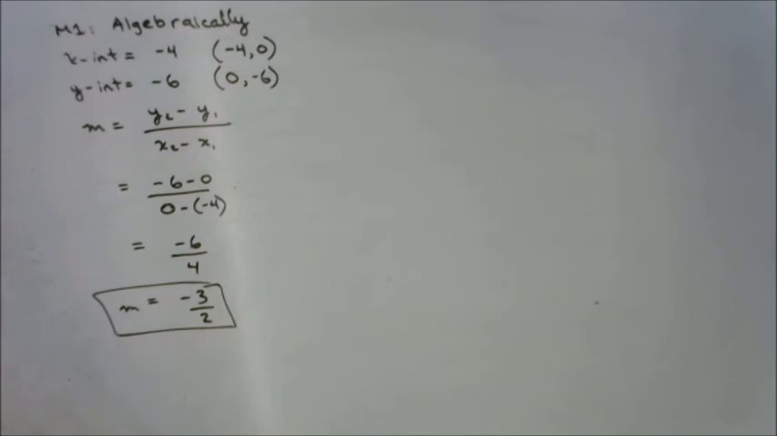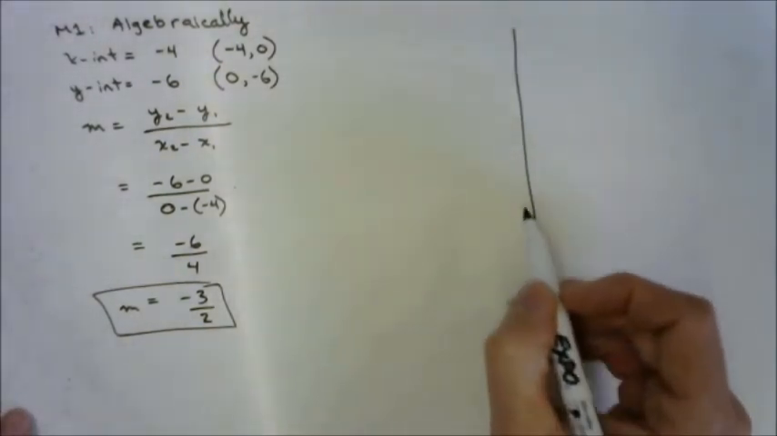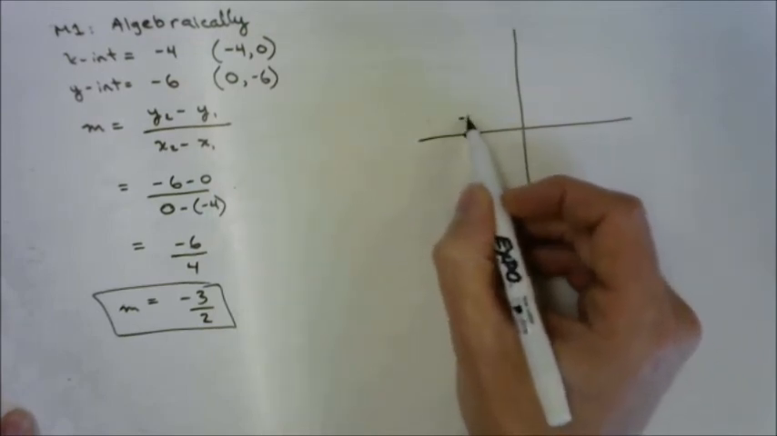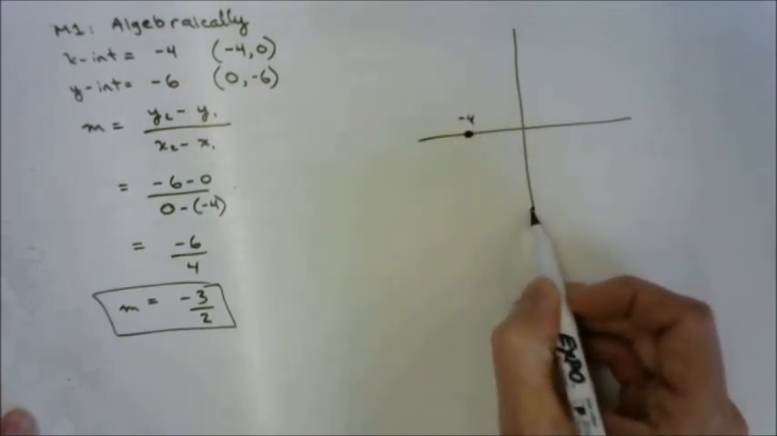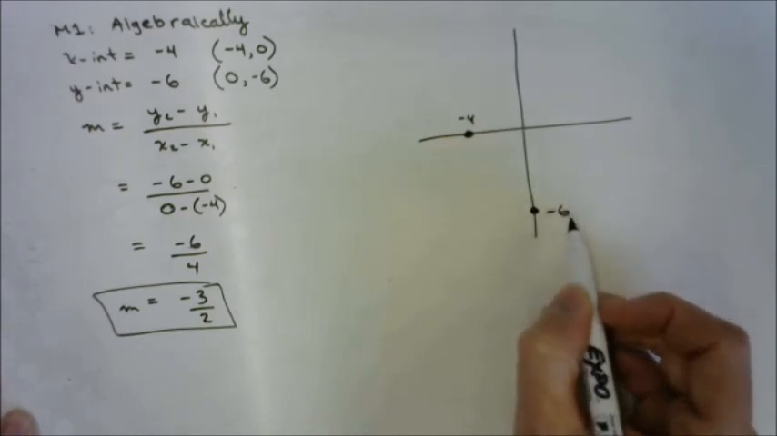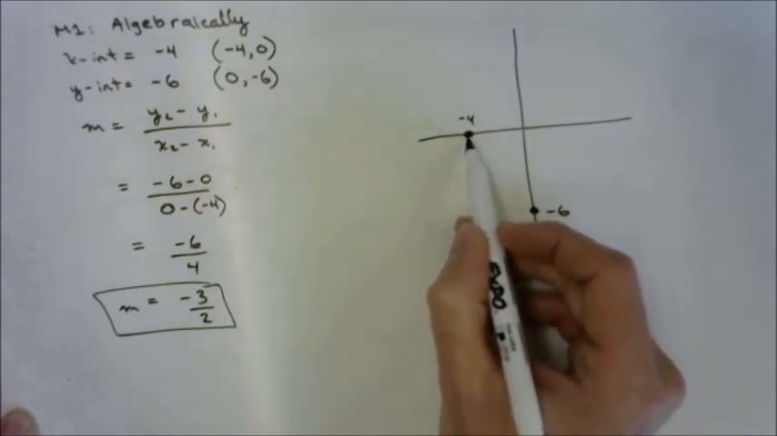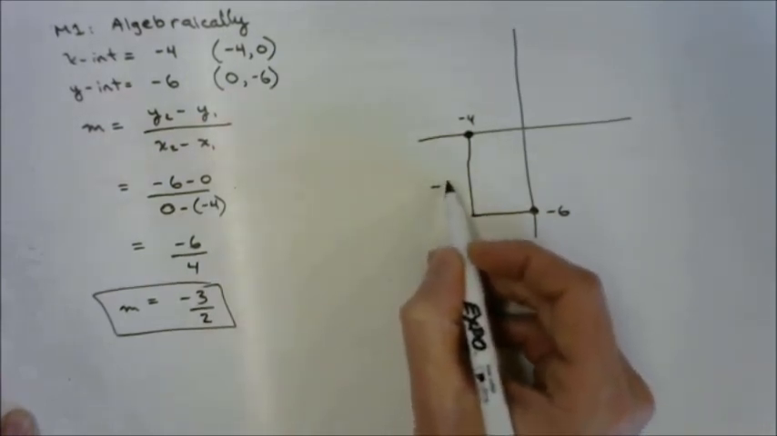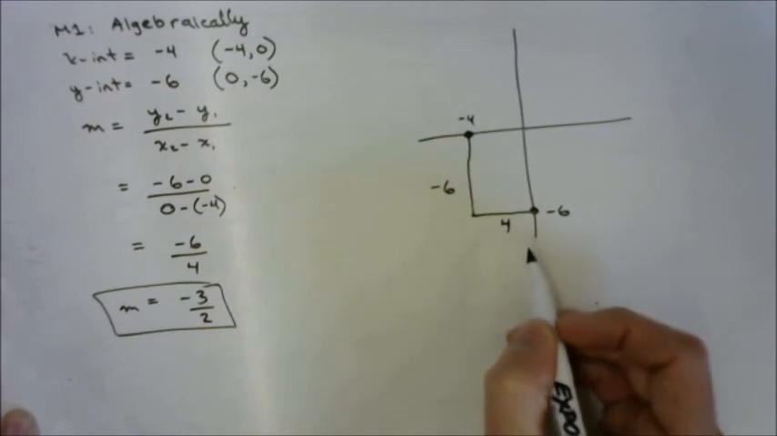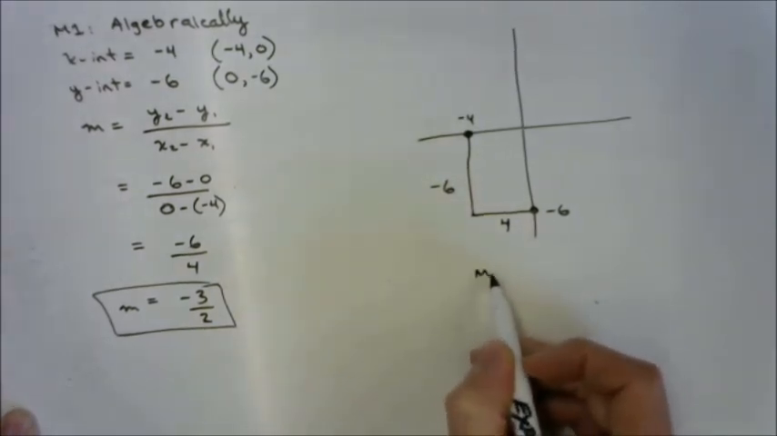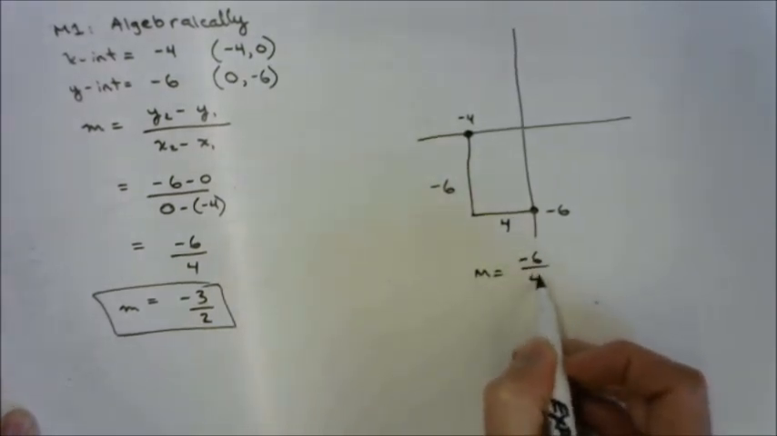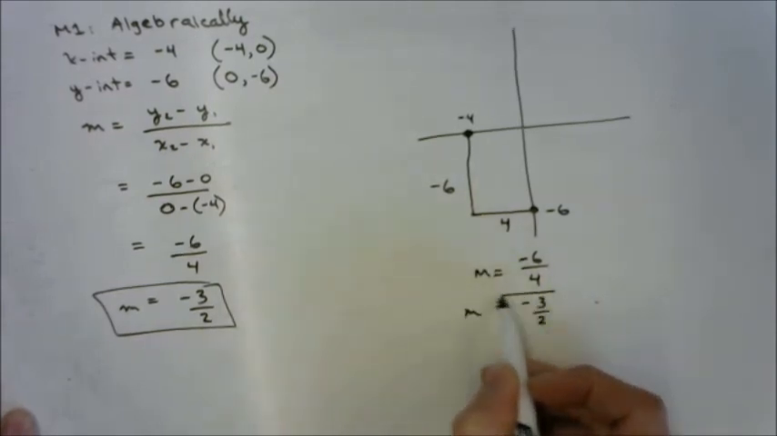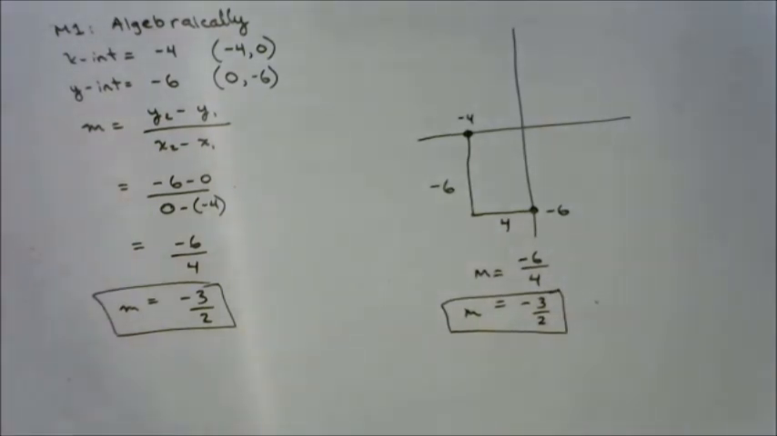The other way would be to graph it. I'll just draw it really quickly. If it goes through negative 4, 0, and it goes through 0, negative 6, then the rise over run is negative 6 over 4, which reduces to negative 3 over 2. So either one of those strategies will get you the slope.